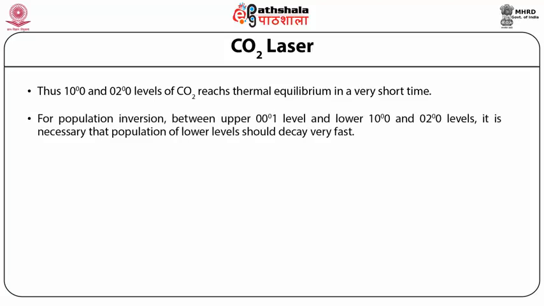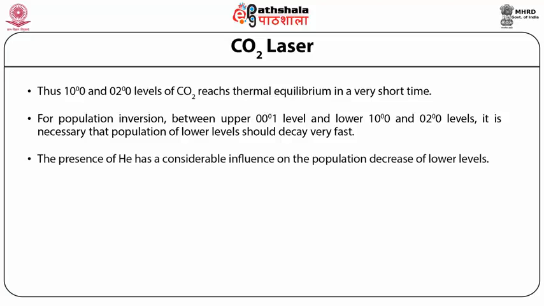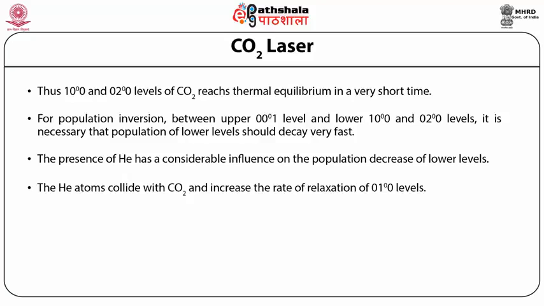For population inversion between the upper 0001 level and the lower 1000 and 0200 levels, it is necessary that the population of the lower levels should decay very fast. The presence of helium has a considerable influence on the population decrease of the lower levels. The helium atoms collide with CO2 and increase the rate of relaxation of the 0100 levels.